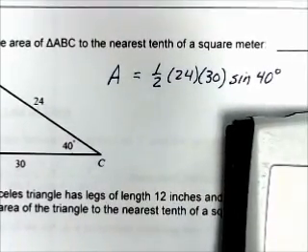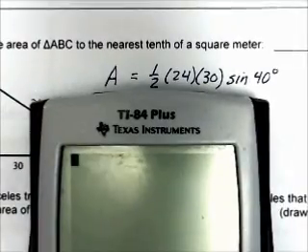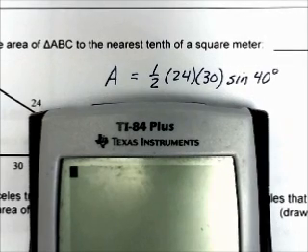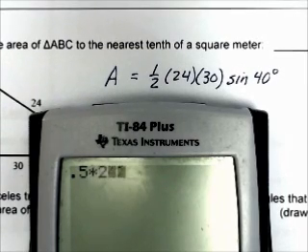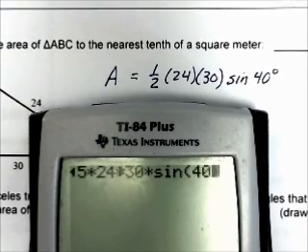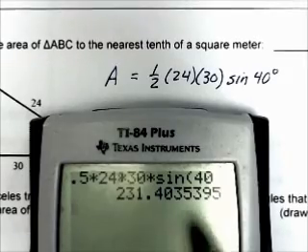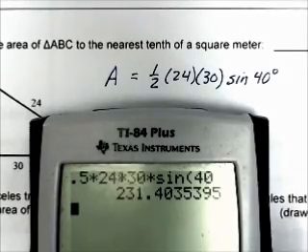So now we go to our calculator, make sure we're in degree mode, and it's easier to key in 0.5 instead of 1/2. 0.5 times 24 times 30 times the sine of 40. 231.4035395, and we want the nearest tenth, so that would be 231.4.